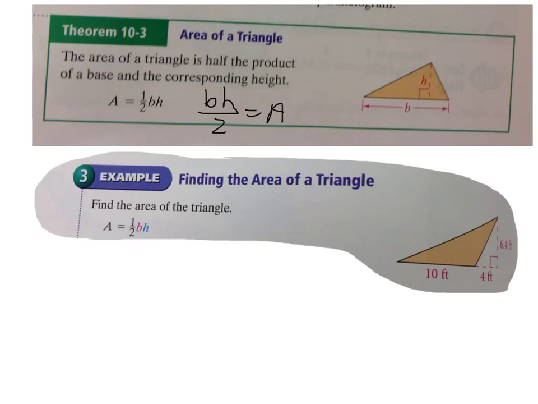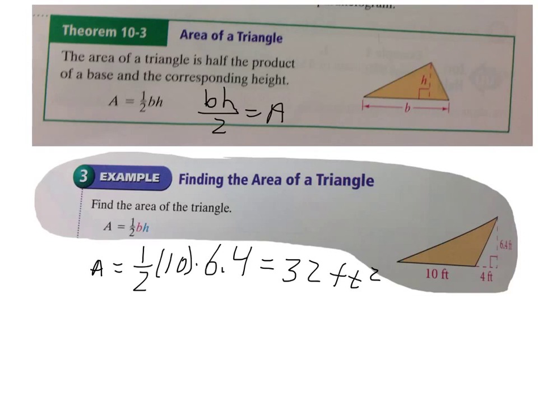Alright, hopefully you agree. Area of the triangle is going to be 1/2. The base is 10, and the height is going to be 6.4. You're never even going to need the 4. So you do 1/2 of 10, which is 5. 5 times 6.4, and you get the area of this triangle to be 32 square feet, not feet squared. You say it 32 square feet.